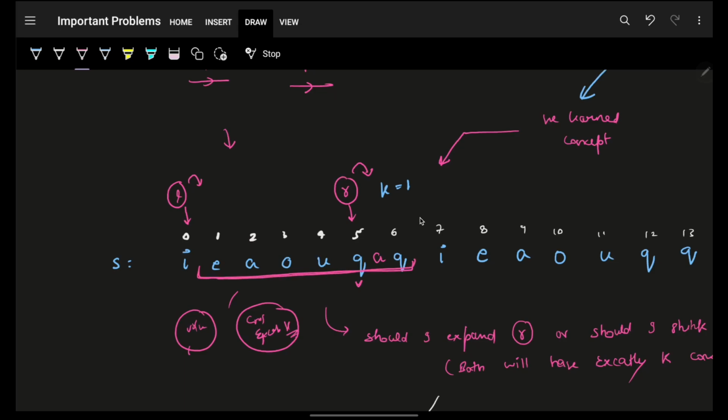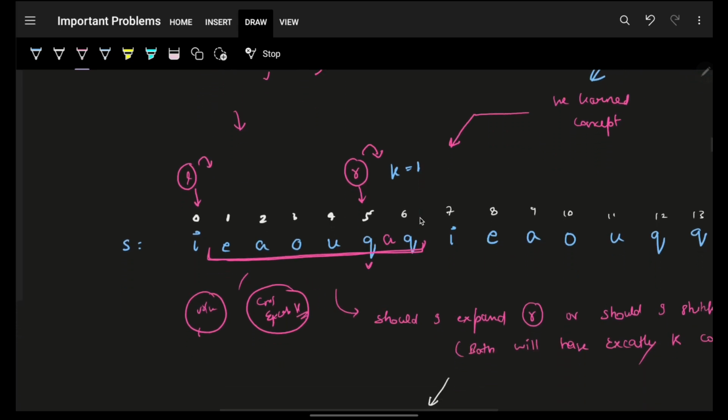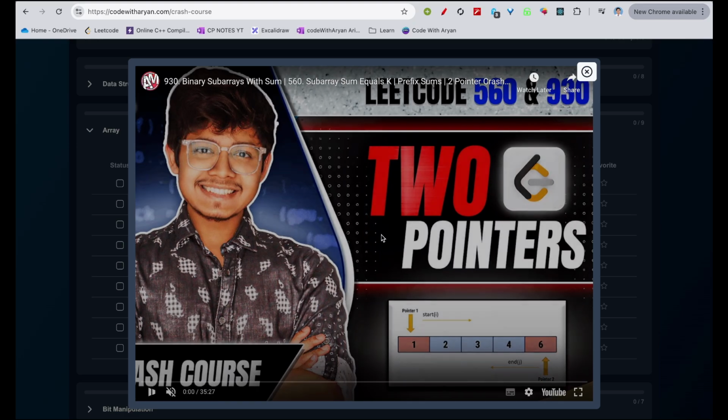Okay, so Aryan, you are saying that we can apply two pointers here, right? No. Why not? What if I would still have been here? Then if you would have shrunk it, it is still valid. So in both the cases it is valid. So how will you even figure out whether you have to shrink or expand? And that's the exact same thing which we discussed in the two-pointer approach as well.